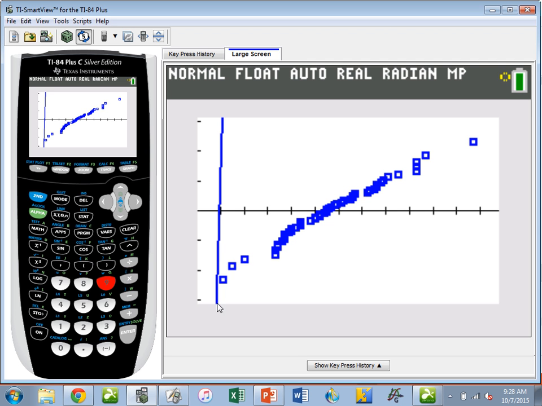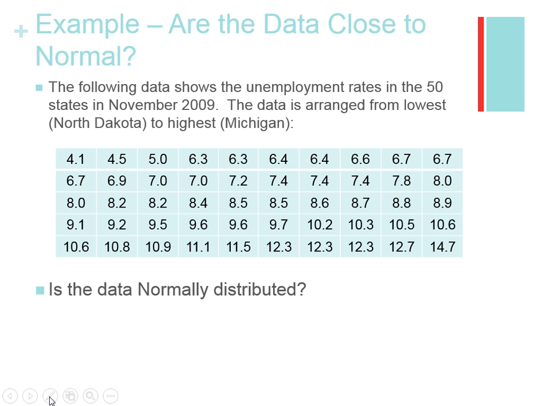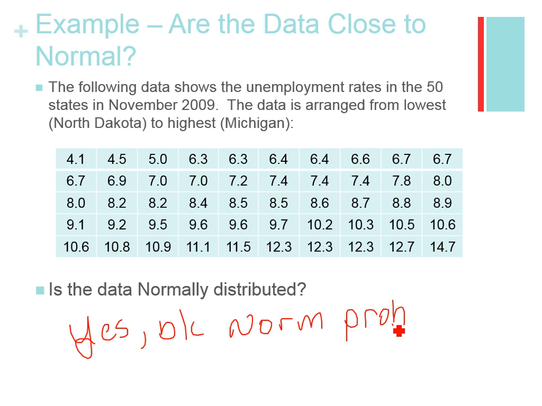So I think you guys can see here, you get a graph where the points appear to be roughly linear. So because these points appear to be roughly linear, what that means is, is this data set normally distributed? Yes, it is. Okay, and it's normally distributed because the normal probability plot, I'm just going to abbreviate this, is roughly linear.